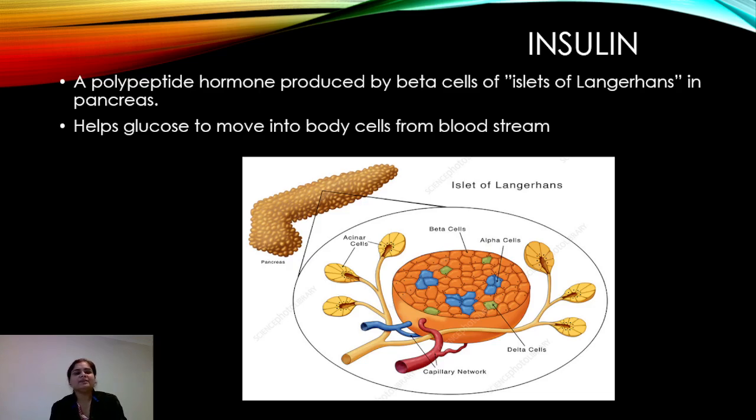Insulin is a polypeptide hormone which is produced in the pancreas by the beta cells. These cells are situated in the islets of Langerhans in the pancreas, and insulin helps our body to utilize glucose. How? Because it moves glucose into our body cells. Otherwise, glucose just stays in the bloodstream. So insulin is actually helping our body to utilize that glucose to produce energy.